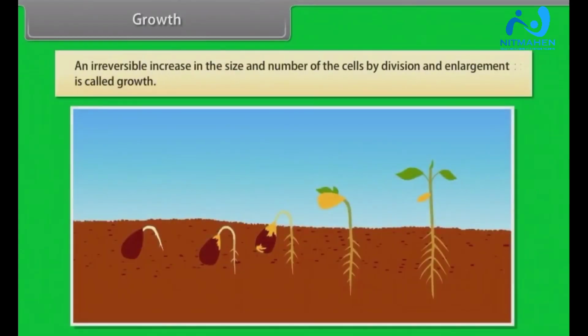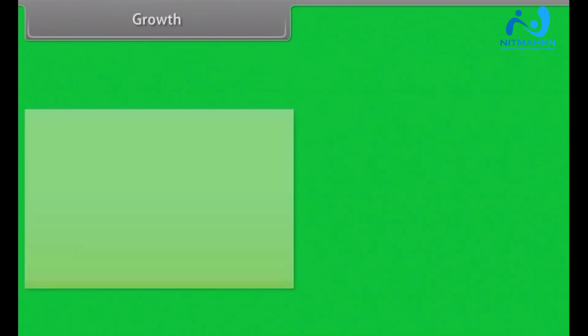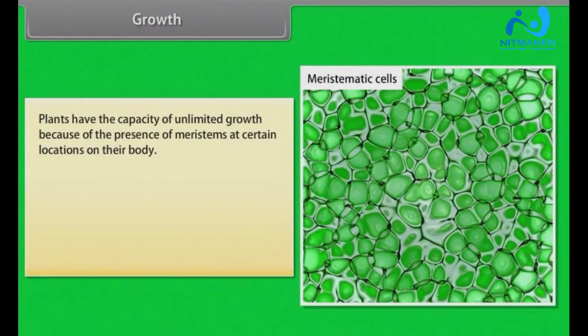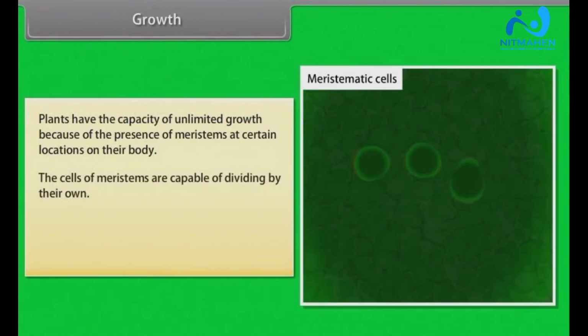Growth. An irreversible increase in the size and number of the cells by division and enlargement is called growth. In plants, the growth generally is indeterminate. Plants have the capacity of unlimited growth because of the presence of meristems at certain locations on their body. The cells of meristems are capable of dividing by their own.